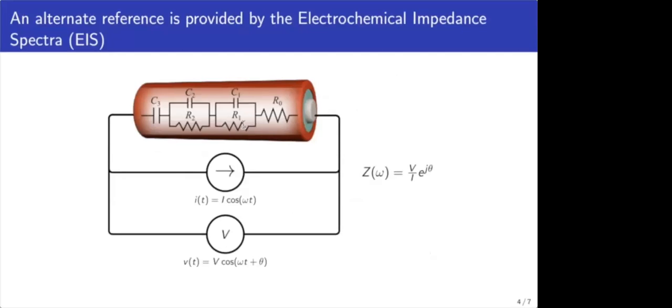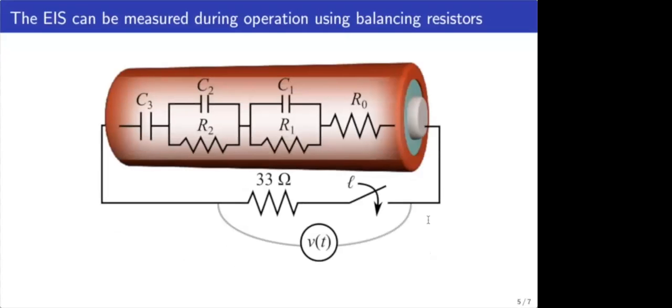One possible reference can be obtained from what is called the electrochemical impedance spectra, which is simply the frequency response of the battery. This type of impedance can be measured during operation using existing hardware. Typically, there are balancing resistors, which are used to discharge some cells in order to ensure that all cells are equally charged after charging. By switching this resistor on and off and measuring the voltage perturbation, the frequency response can be estimated using system identification methods.